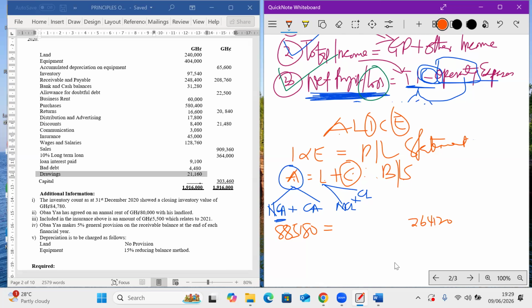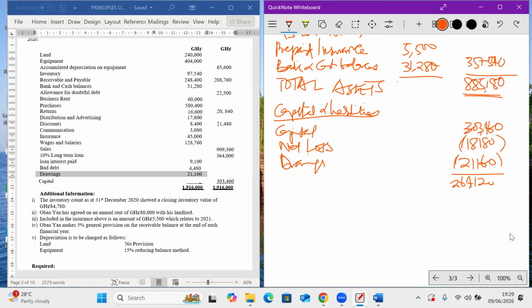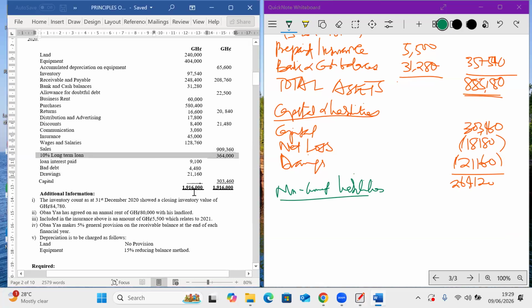What else are we left with? The liabilities, right? The liabilities have two parts. We have the non-current, right? Yes. So let's go and work on the non-current. So we come down. Non-current liabilities. What is the non-current liability in the question? The loan. Long-term loan is the same as the long-term liabilities. So you just copy and paste 10% long-term loan. The figure is what? 364,000.